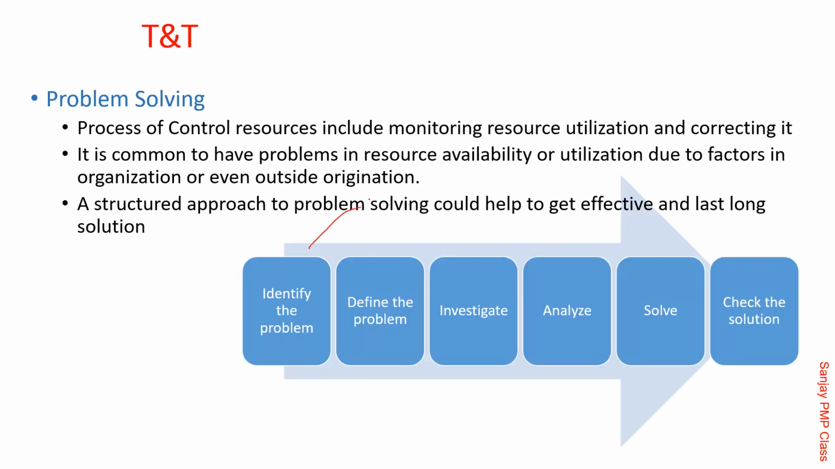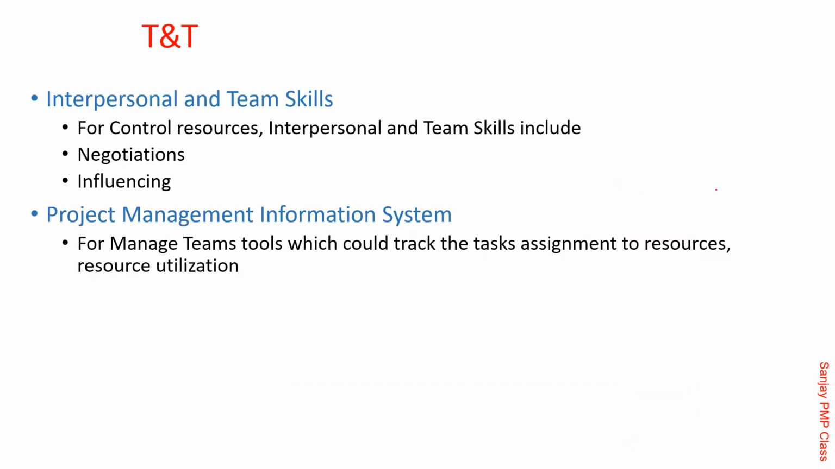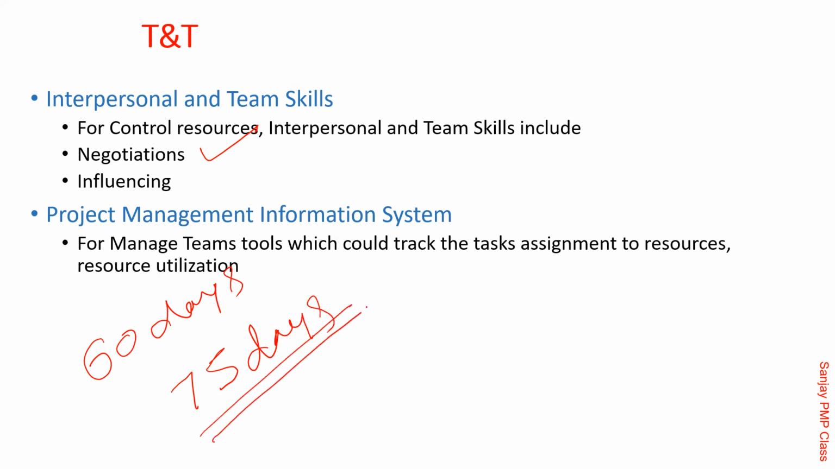Problem solving, same things: identify, define the problem, investigate. Same things are shown here. You have seen it. Interpersonal and team skills, negotiation, an essential part of a project manager's life while managing resources. Sometimes you have already requested 60 days. You made the phone call and said I am going to increase it, so 75 days. The 15-day extension is already given by the functional manager to you. And then on the 70th day, you realize that no, you need 15 more days. Now extending this to 90 is not very easy. You'll have to negotiate with that manager. You'll have to do influencing.